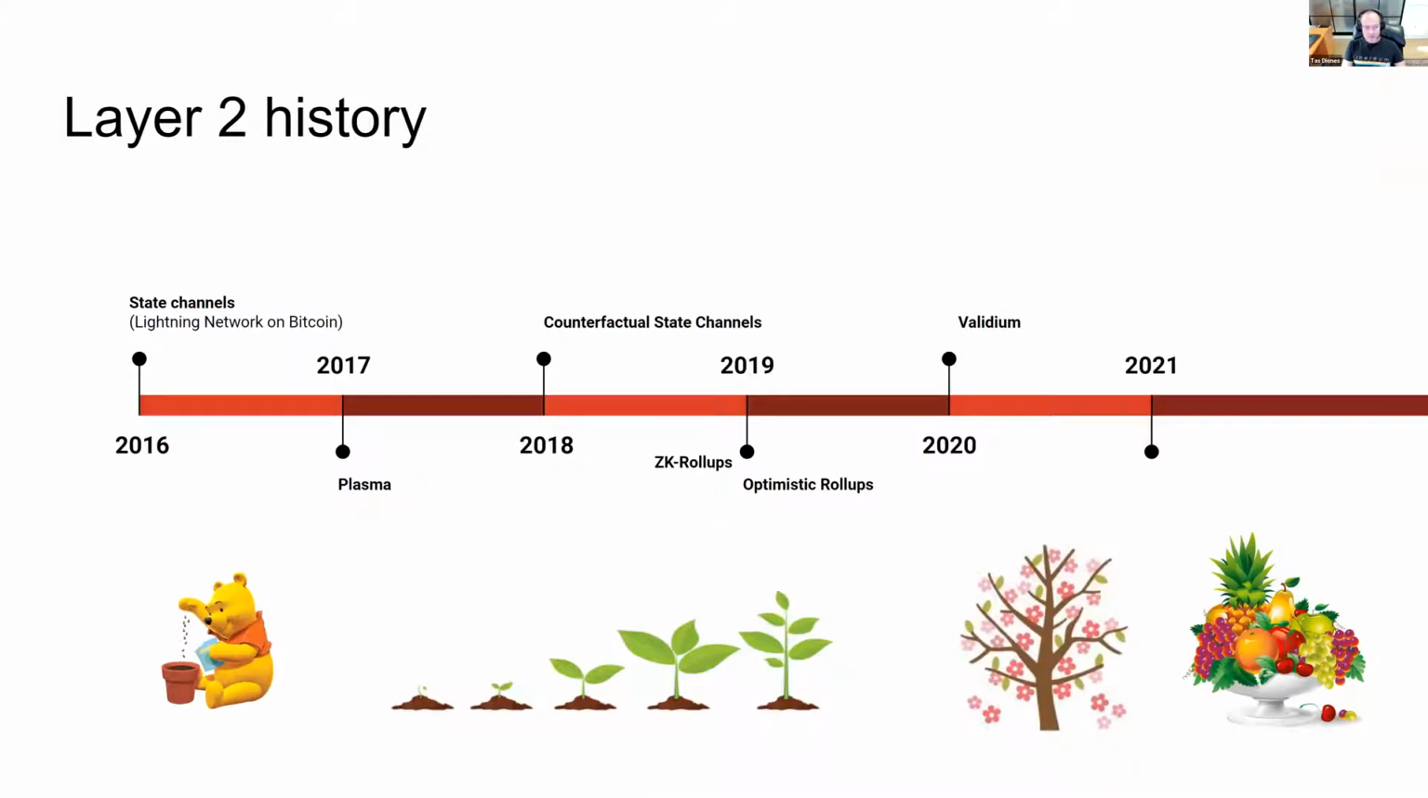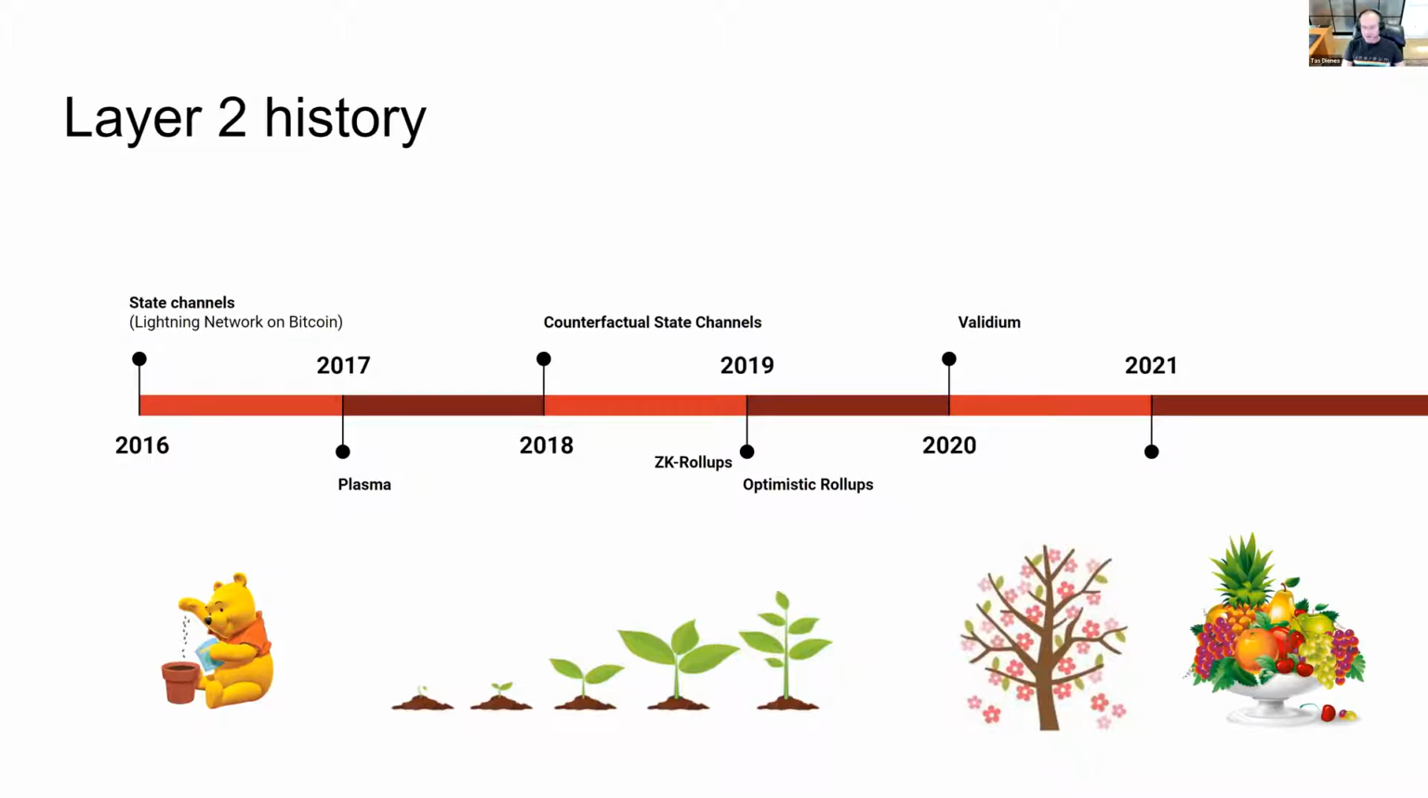A bit of history: layer 2 development started around 2016 or 2017. The Lightning Network paper came out in 2016, and that was a state channels layer 2 for Bitcoin to allow more scalable payments on the Bitcoin network. The first layer 2 for Ethereum specifically was Plasma, and the Plasma paper came out in 2017. Then a year later, we got counterfactual state channels, ZK rollups, optimistic rollups, Validium.